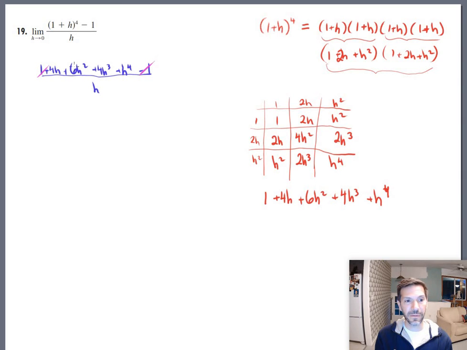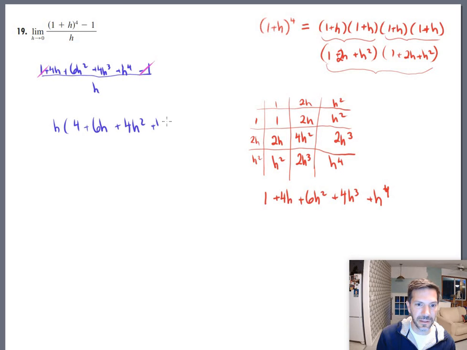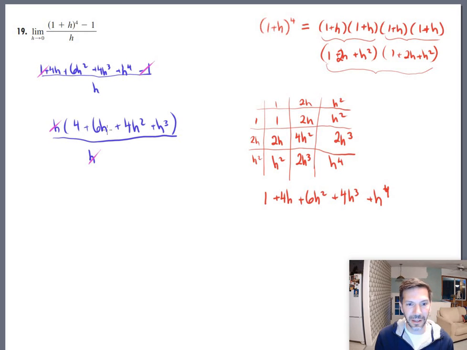And the beauty of what's left over is everything on the top now has an h, which means I can factor an h out of the top, and that's what I really wanted to happen, to be able to factor an h out of the top so I could cancel it with that h on the bottom. So I'm going to go ahead and do that. Let's say h times 4 plus 6h plus 4h squared plus h cubed, still all over an h. Now there's a factor of h top and bottom that can cancel.